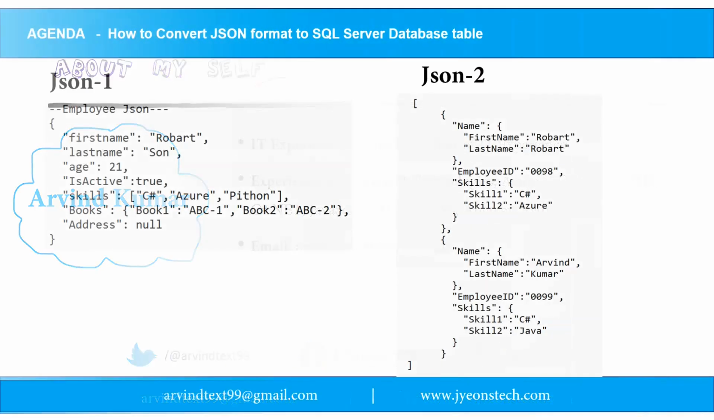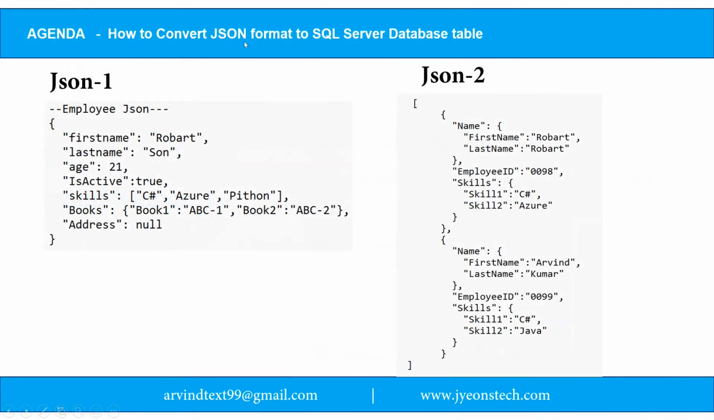So today's agenda is how to convert JSON format to a SQL Server database table. I have taken two JSONs, JSON1 and JSON2. Both are employee JSON. This is the simple JSON, and I have taken the other one as a little bit complex. In the first JSON, the employee has first name, last name, age, and is active true.